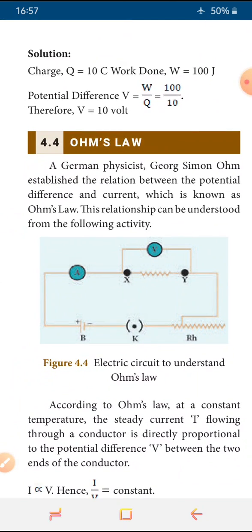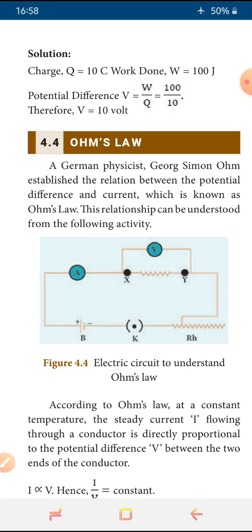Charge is given as 10 C, work done is given in joule, that is 100 joule. Then potential difference is W by Q. This is the formula we just discussed. So W value is 100 and Q value is 10. 100 by 10 is equal to 10 volt. It's a simple derivation. So the potential difference value for this question is 10 volt.